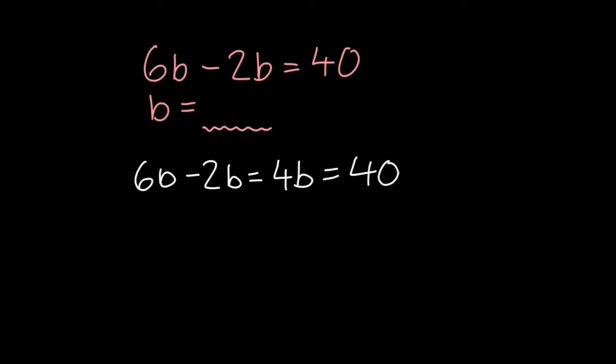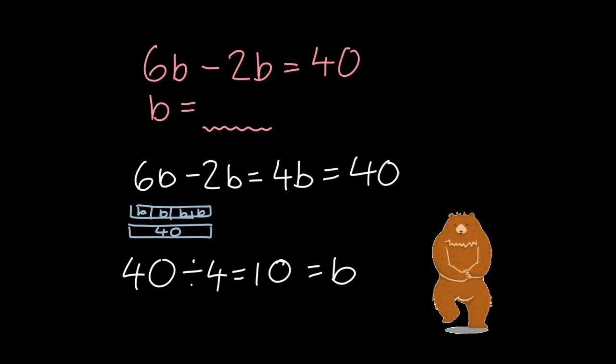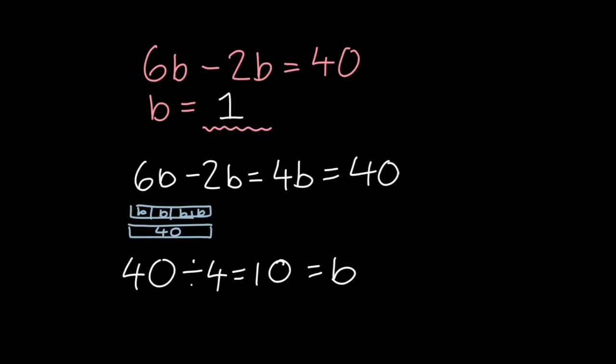So I know if I was to return to my bars, here's 1 bar, there's 2 bars. This bar's a value of 40, and that's 4b. Now if that's 4 equal sections, all I have to do now is 40 divided by 4. Do not get this one wrong, which is 11, or are you kidding, 10. Which means that b has a value of 10 as well.